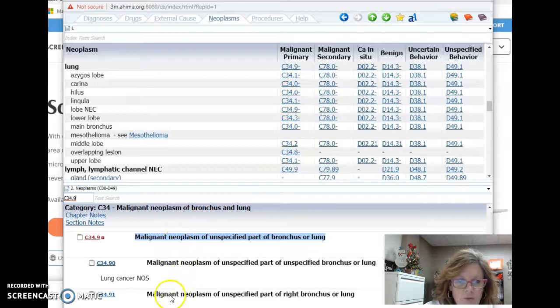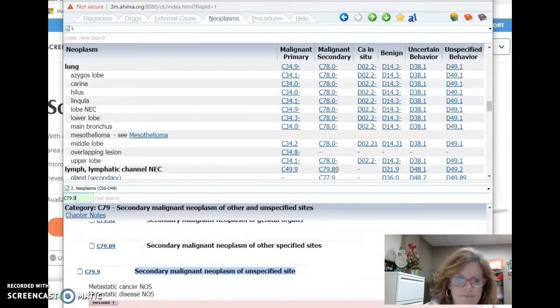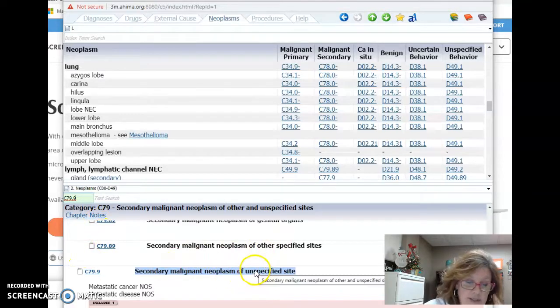Okay, so with that being our primary site, we know that it spread somewhere, the secondary site. And since we don't know where, we are going to code C79.9. Okay, so that's just secondary malignant neoplasm. Because again, with the word metastatic, we don't know where it went to.